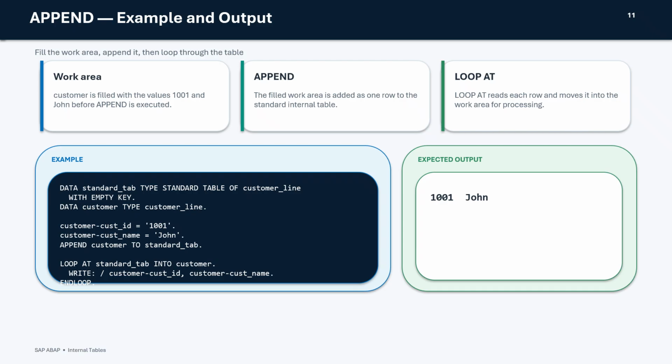Whatever we are looping in the internal table, we again send to customer. Customer is the work area; in that customer we are actually sending the data. Then we can write customer-customer ID and a WRITE statement for customer name. Then finally ENDLOOP. Then we will get customer ID 1001 and customer name John. This is the way the APPEND statement works.